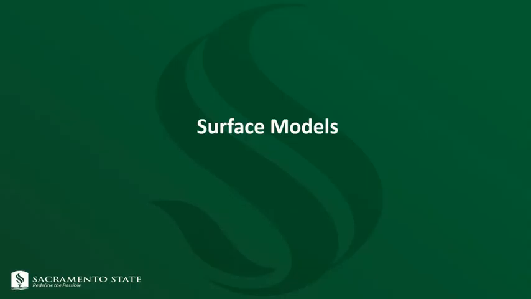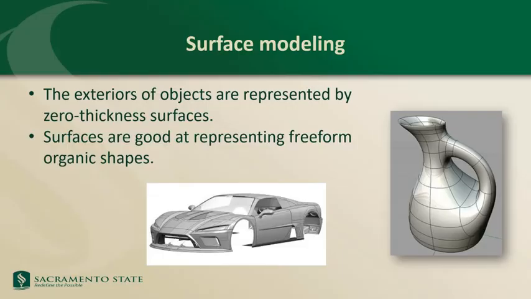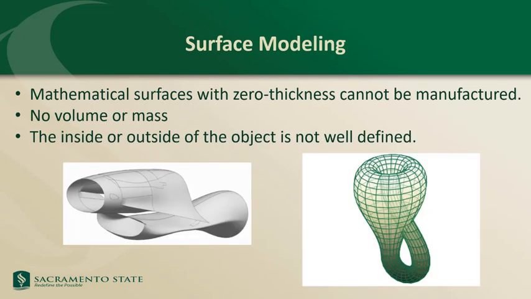The next level is surface modeling. In addition to the lines and curves, the surface information of the objects is added. The exteriors of the objects are represented by mathematical surfaces. Surface modeling is good for modeling complex freeform organic shapes. The surface means zero thickness, an ideal mathematical representation, which means that the model cannot be directly manufactured. The primary purpose of this model is to represent the exterior shapes.